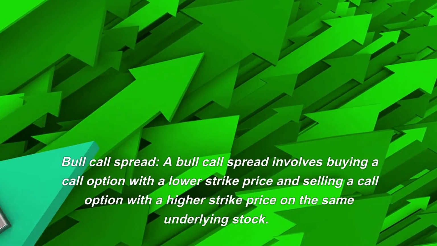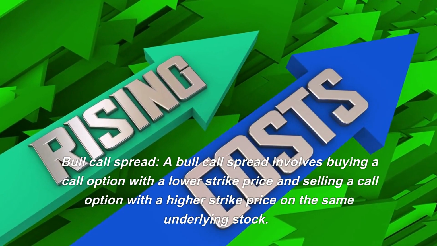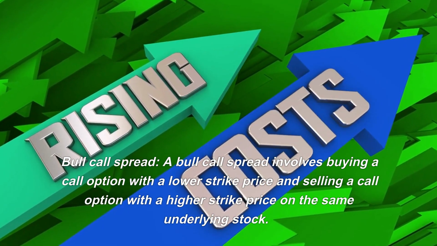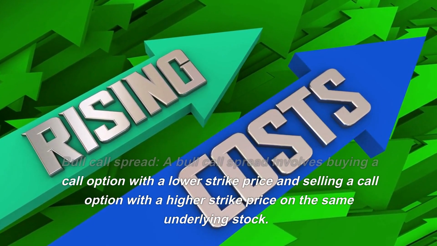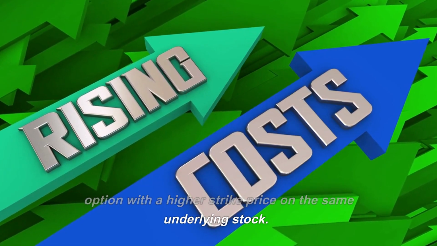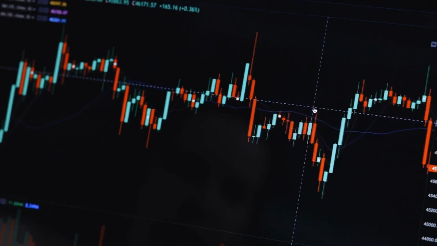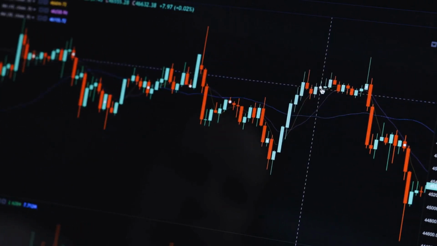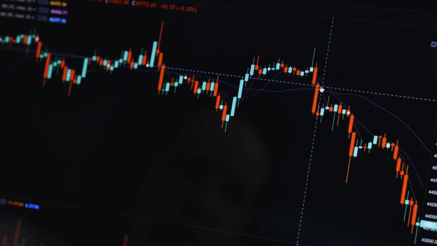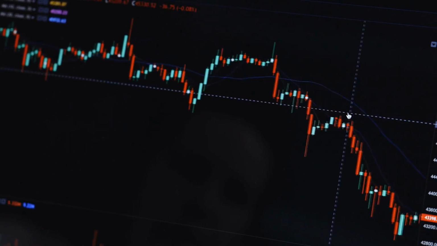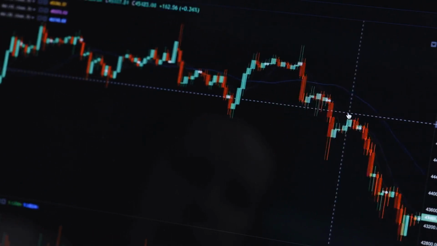Bull call spread. A bull call spread involves buying a call option with a lower strike price and selling a call option with a higher strike price on the same underlying stock. This strategy allows the trader to profit from an upward move in the stock price while also limiting the potential loss to the difference between the two strike prices minus the premium received for selling the higher strike price call option.